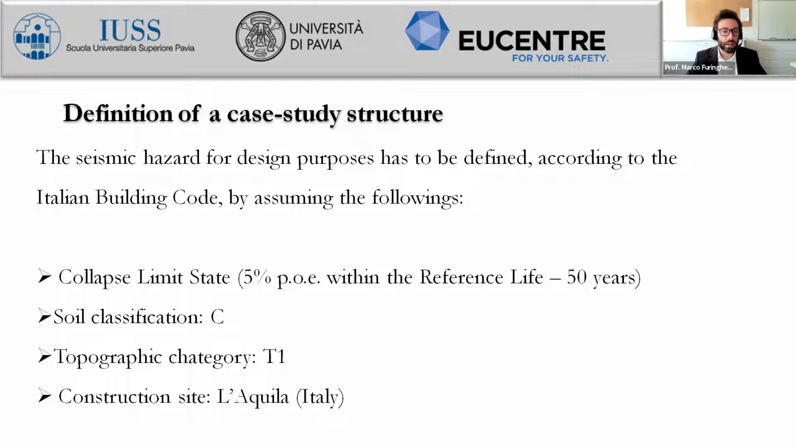equal to 975 years. Then we will consider also the soil classification C, which is an intermediate classification of soil. So it is not a stiff soil, but it is not also too flexible. And then topographic category T1. And we will consider the seismic hazard related to L'Aquila city in Italy, which is one of the locations in Italy where we have the highest seismic hazard in terms of peak ground acceleration values.